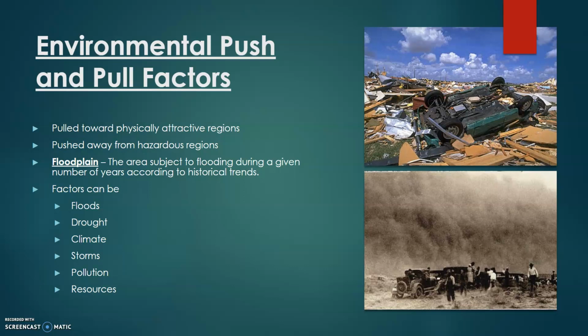But if we're talking about floods, droughts, tornadoes, we've been environmentally pushed out of our house as a result of a tree falling through it. Those are things like the Dust Bowl we see here in the bottom right-hand picture. These are all things that can force people out. Pollution's a great example of that.